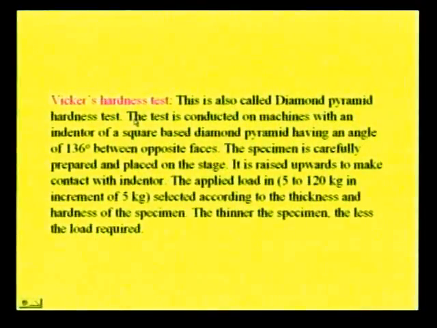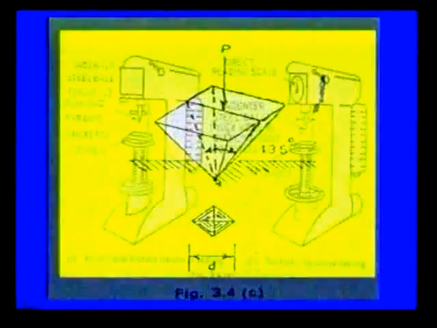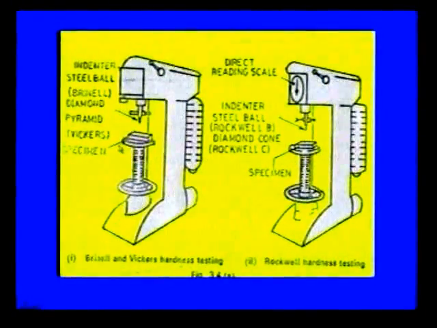Vickers hardness test. This is another test for calculation of the hardness. This test is conducted on machines with an indenter of a square based diamond pyramid having an angle of 136 degrees, as shown in this figure. So here the included angle is 136 degrees, and this is a square based diamond pyramid we are using in the Vickers testing. This is the Vickers testing equipment.